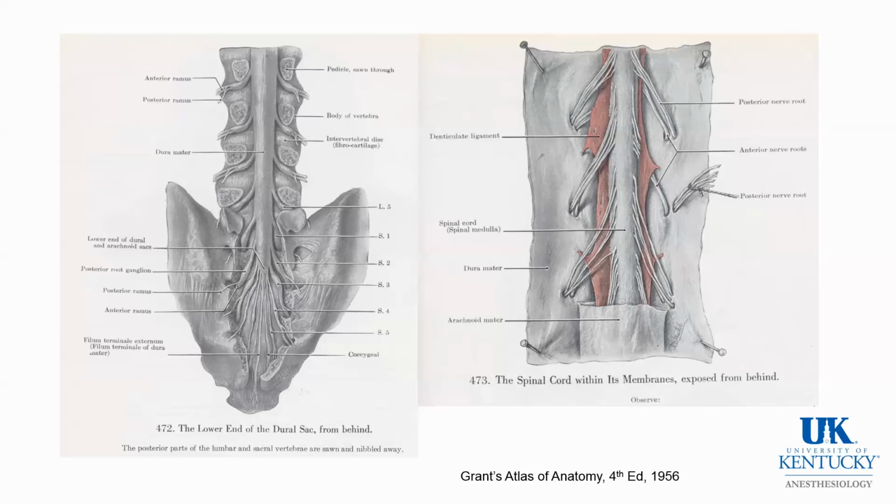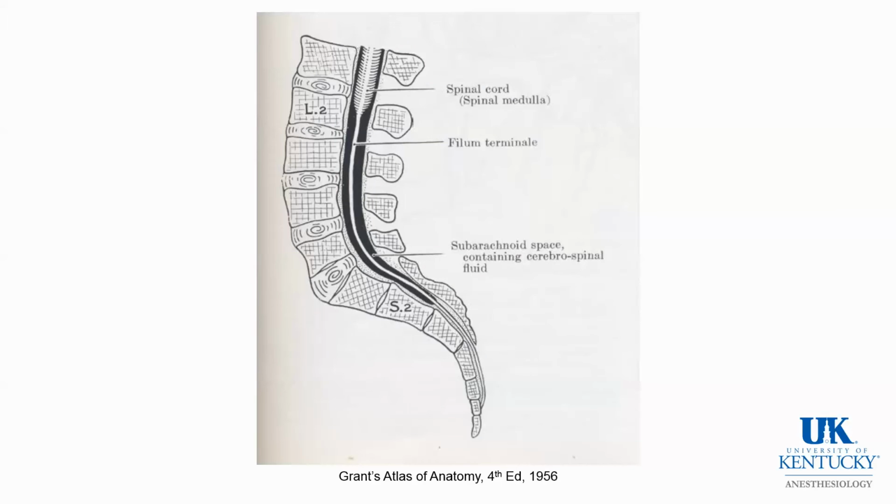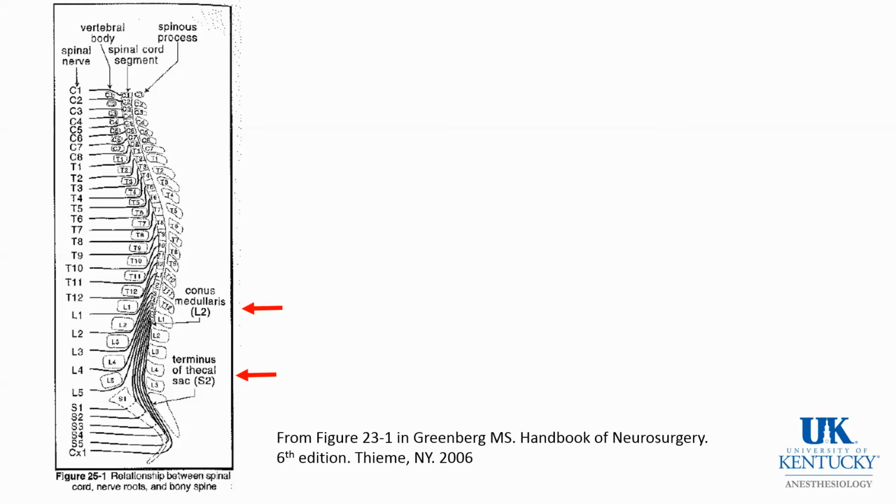This shows the ending of the dural sac, and on the left side and on the right, the dural sac is open to display the nerves. Again, this shows the ending of the spinal cord at about L2 and the ending of the dural sac at about S2. These are reiterated on this slide.